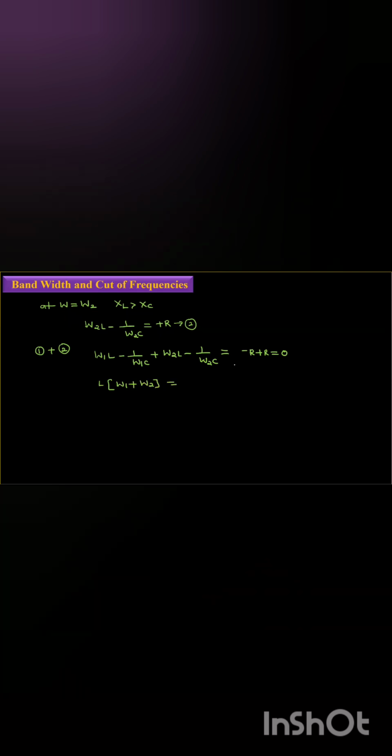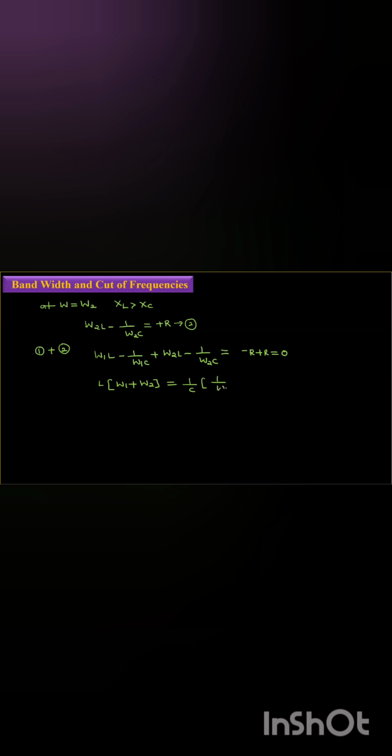For this, I am doing 1 plus 2. Then what is 1 plus 2? That is omega 1 into L minus 1 by omega 1 into C plus omega 2 into L minus 1 by omega 2 into C. On the right side, minus R plus R equals 0. Clear? Then take L common: omega 1 plus omega 2. Bring this side, take 1 by C common: 1 by omega 1 plus 1 by omega 2, students.